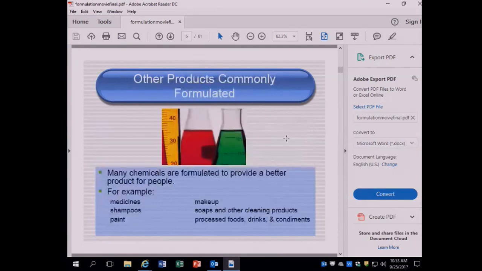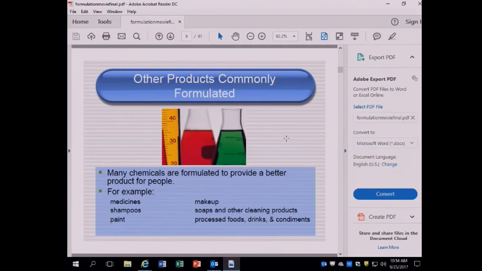It talks about other products commonly formulated. It says many chemicals are formulated to provide a better product for people. Examples are medicine, shampoos, paints, makeup, soaps, and processed foods, which are all formulated in some manner to make it easier for us to use and consume.